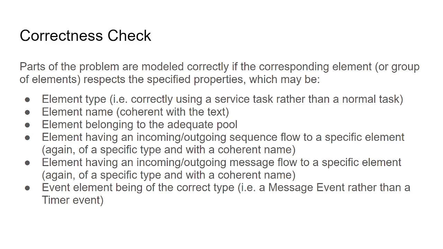This specification can also be made for message flows. In a similar way, you may need to specify that an element in a pool may send or receive messages from another element of a different pool. And again, the flow needs to be correct, and these elements also need to have a correct name. Speaking of event elements, these also need to have the specific type. So if you have an intermediate catch event, this event may need to be a timer event if adequate with the text.